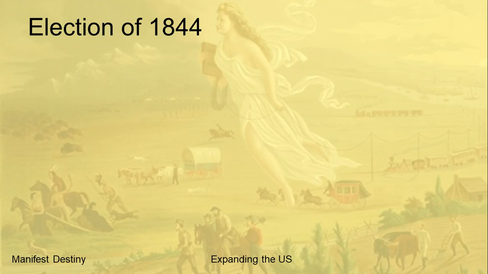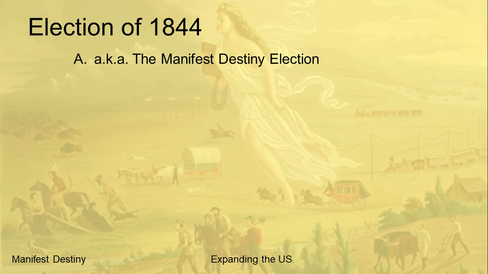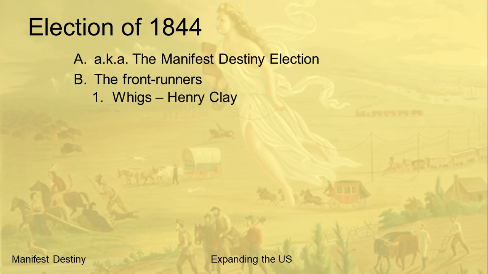All this Manifest Destiny stuff is going to come to a head in the election of 1844. Sometimes it's called the Manifest Destiny election. And originally, in 1844, the two front runners, the Whigs, they saw Henry Clay as their potential nominee. In fact, he would be their nominee.